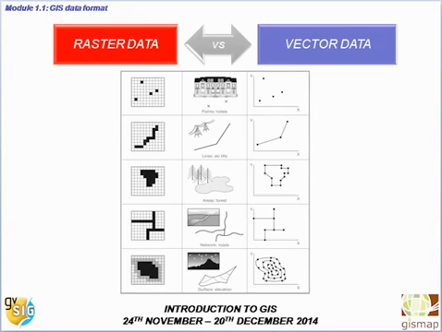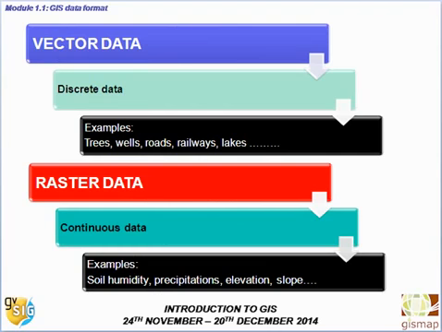Here is a summary of how we can represent the same feature in a raster or vector format. You see on the left, in raster data, houses are just one pixel. On the contrary, in vector data they are points, and so on. So if we can sum up, vector data are used to represent discrete data, such as trees, wells, roads, railways, and lakes, while raster data are used to represent continuous data, such as soil humidity, precipitation, elevation, and slope.